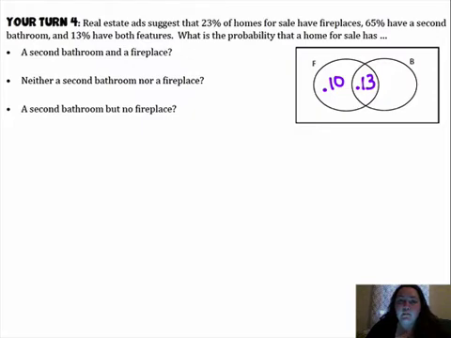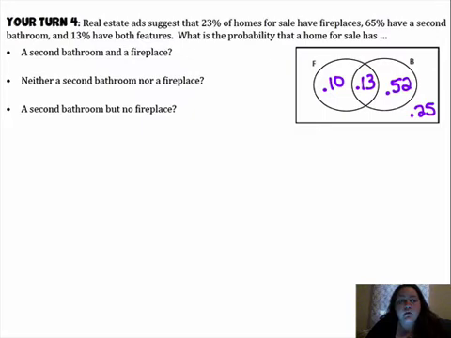65% have a second bathroom. So 65% minus 13% leaves me with 52%. And then if I take the 0.1, 0.13, and 0.52 and subtract it from one whole, I'm left with 25% outside of those. It doesn't have either a fireplace or the second bathroom.